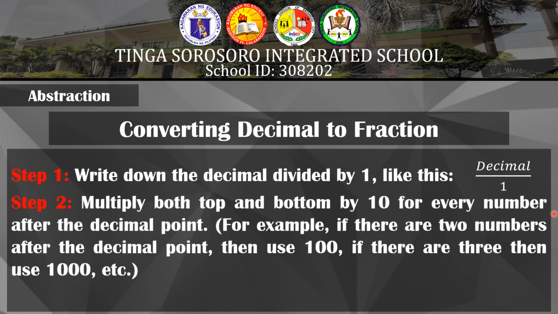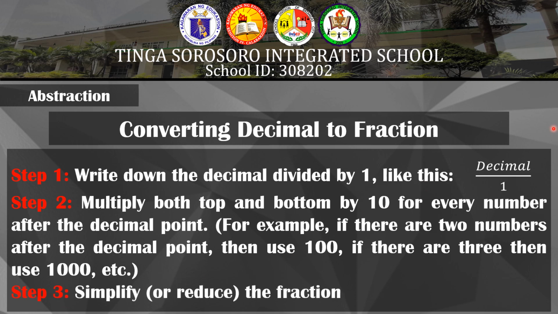Then, next, step 2, multiply both top and bottom by 10 for every number after the decimal point. Ibig sabihin daw, imumultiply daw natin ang parehas, yung top and bottom or the numerator and the denominator by 10 for every number after the decimal point. For example, if there are two numbers after the decimal point, then use 100 kasi dalawang 0 yon para dun sa dalawang numbers after ng decimal point. If there are 3, then use 1,000 and etc.